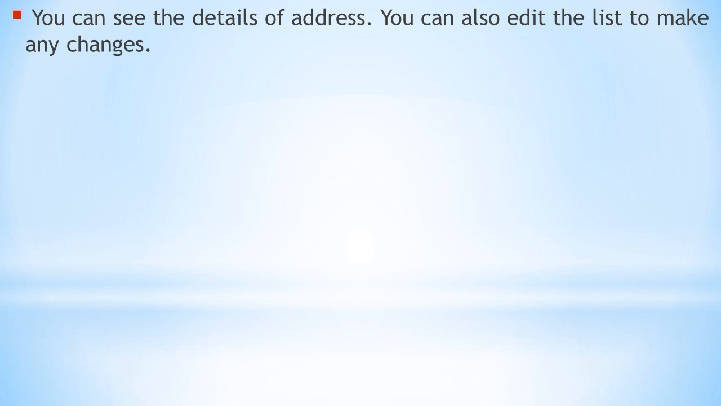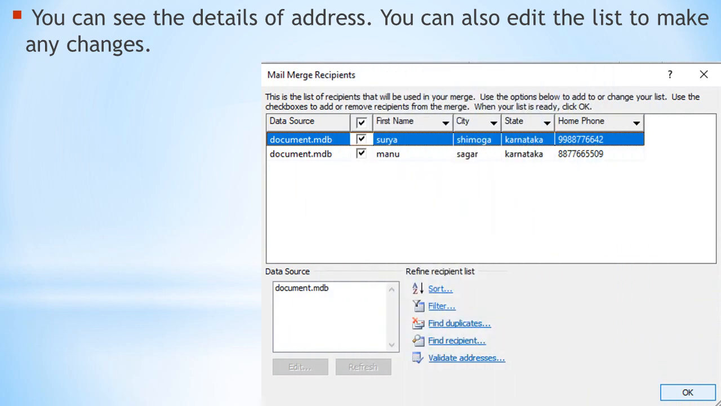Finally, you can see the details of the address. You can also edit the list to make any changes. Whatever addresses you have entered, everything will be displayed finally. If you want to edit it, you can edit using the edit option also. Here you can edit it. If you don't want to edit and want to go to the next step, you can click on the OK option. Now the third step is completed.